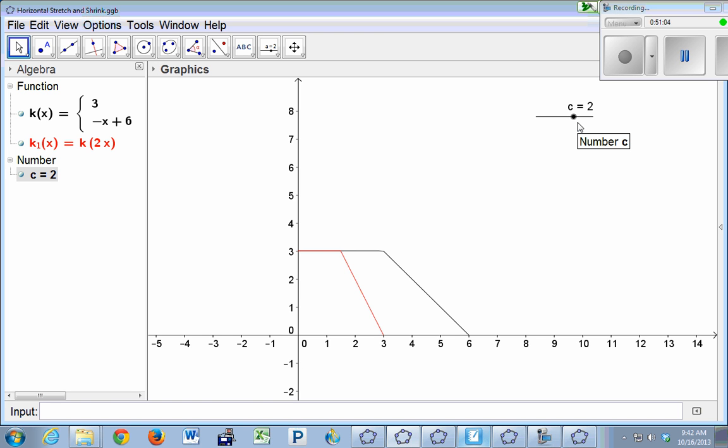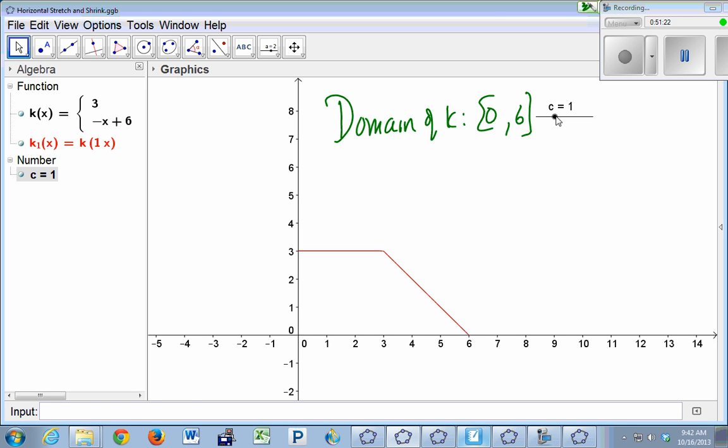So look at what's happened to your domain. Let's go back. When C is 1, what is the domain of our original function? What's the domain of K? 0 to 6, right? If I'm going to be shrinking this thing, I'm going to come in, like those closing walls in those old horror movies, that's the kind of horror I had when I was a kid. They start coming in and they're crushing cars, right?